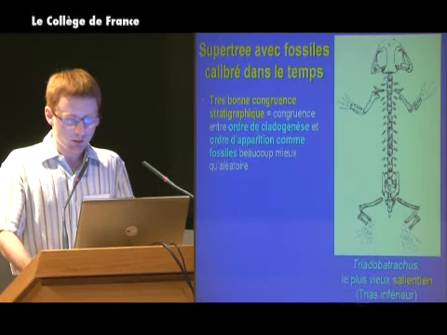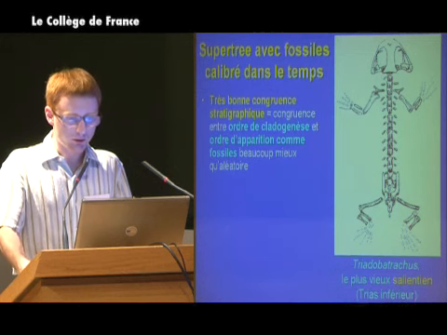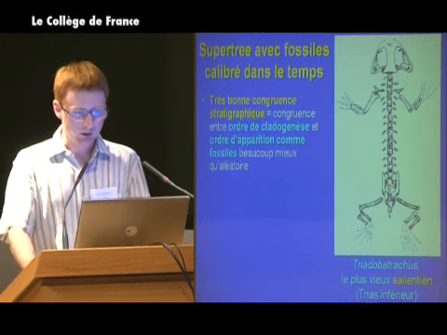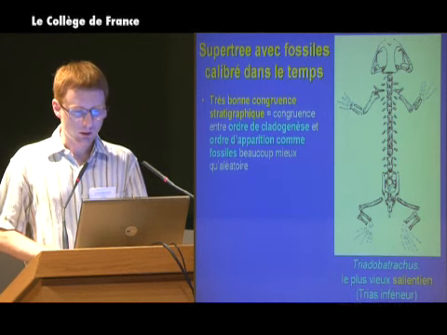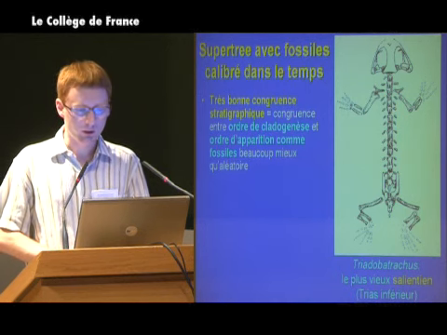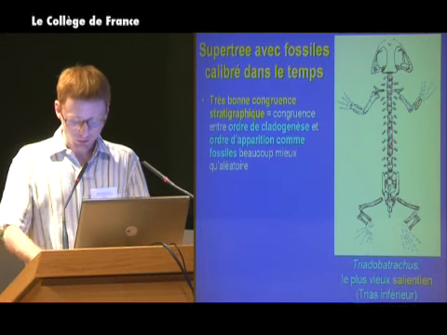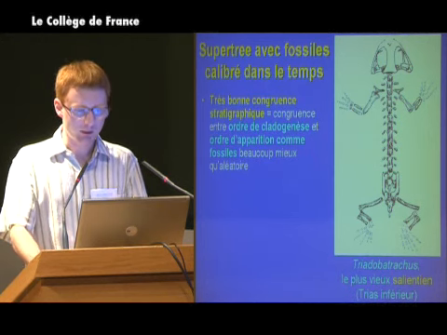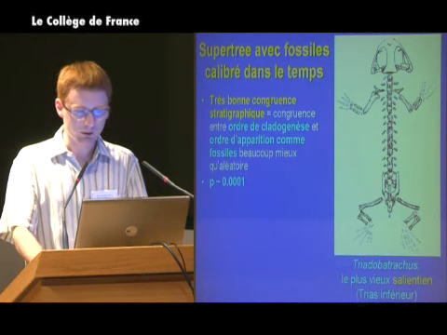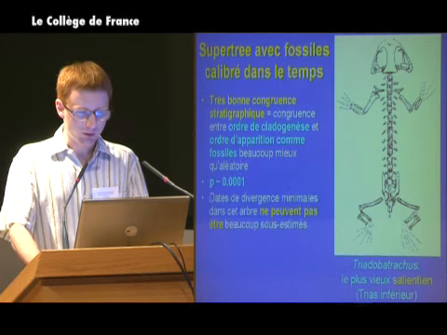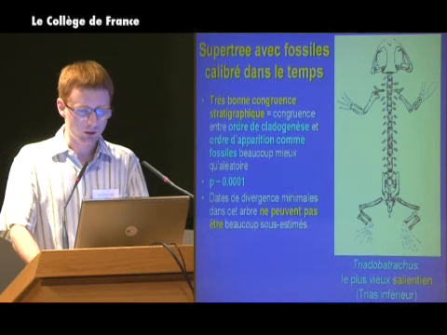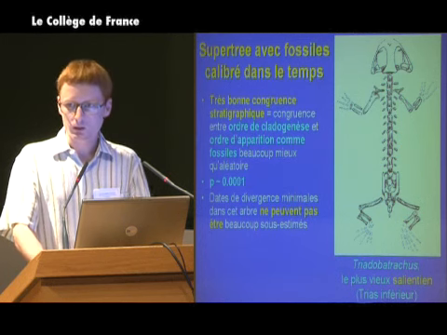We tested the congruence of this tree with the stratigraphy, which means the congruence between the order of cladogenesis and the order of appearance of clades as fossils, and we found that it is much better than random. The probability that it is random is about 1 in 10,000, which means that the minimal divergence dates in our supertree cannot be severely underestimated.